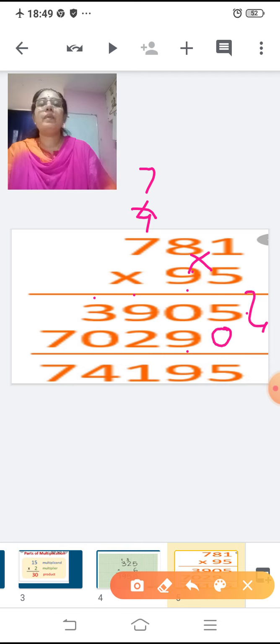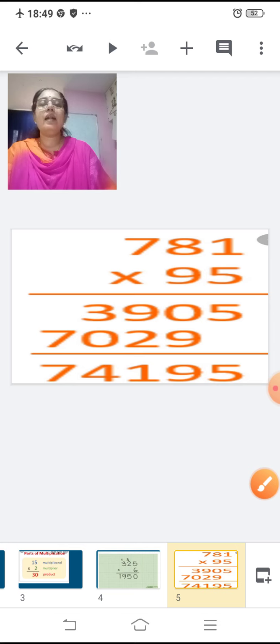Now these two numbers you will add. So 5 plus 0 is 5, 0 plus 9 is 9, 9 plus 2 is 11, 1 carry over, 3 plus 1 is 4 and this 7. So multiplying a single digit number and a two-digit number you have already done.